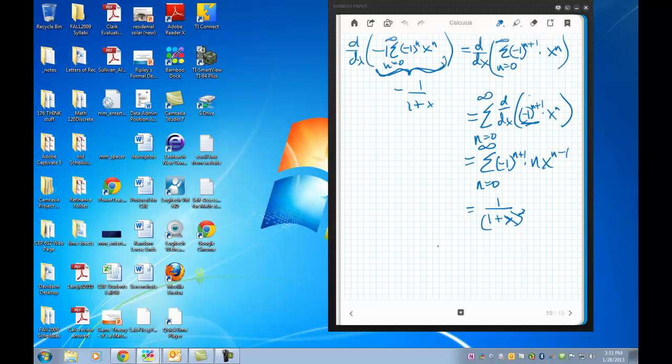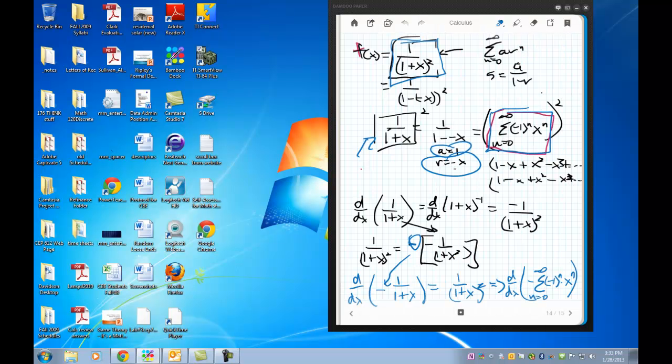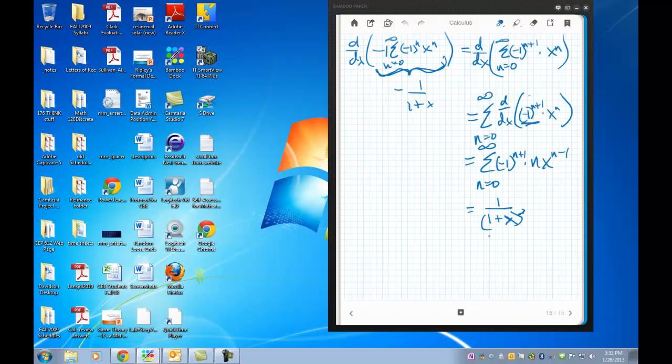Now, what's the radius? Well, the radius of the derivative is the same as the radius of the original function from whence we came, so to speak. And r in this case is negative x. So I know that the absolute value of negative x is less than 1, which implies that x is between negative 1 and 1. I end up with exactly the same radius in this case. I know that absolute x is less than 1, which implies that x is between negative 1 and 1.